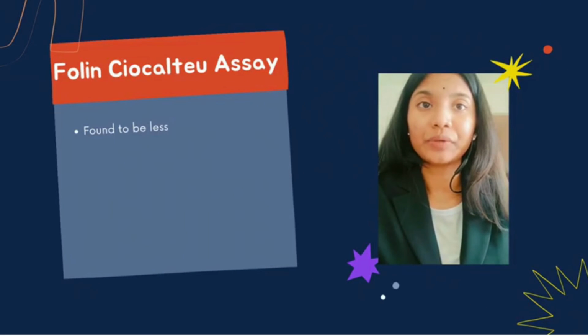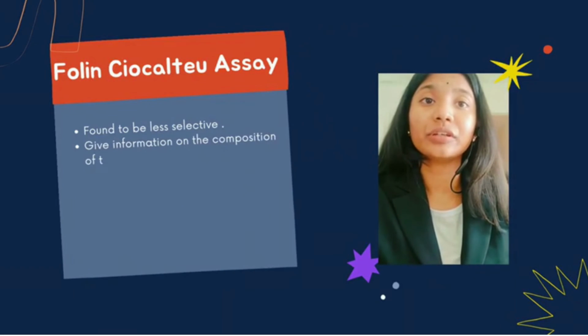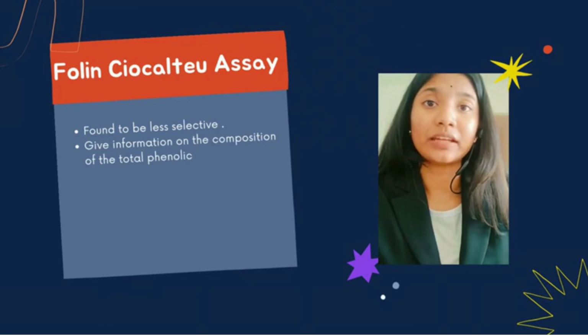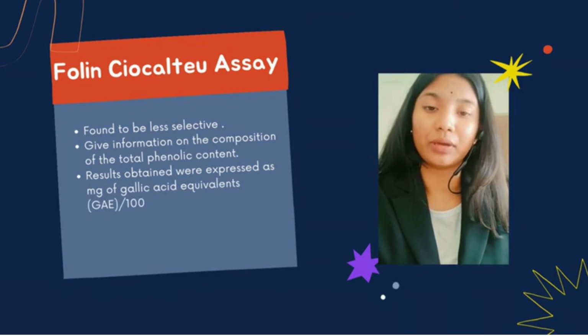The UV Vis spectroscopy technique was found to be less selective, and it gives information on the composition of the total phenolic content, where the results obtained were expressed as milligrams of gallic acid equivalents per 100 gram dry weight.